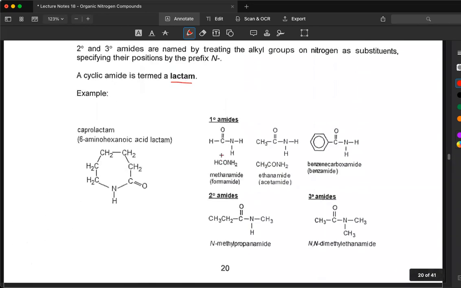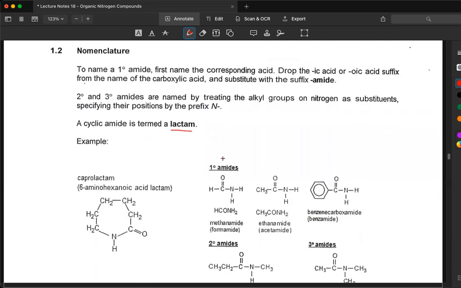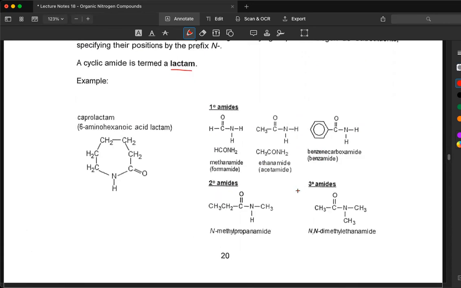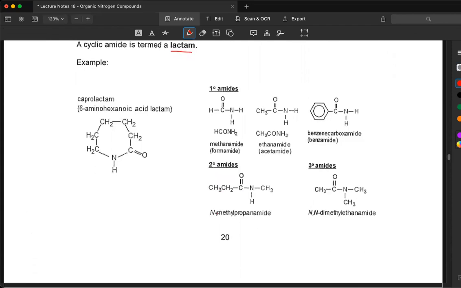Then for amide, we can say methyl amide. We drop the -ic or -oic acid, then instead of methanoate, we call it methanamide. Then ethanamide. Benzenecarboxamide, or benzamide also. Okay, secondary amide.